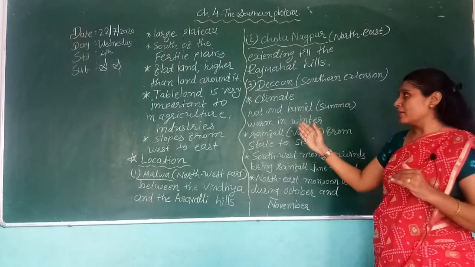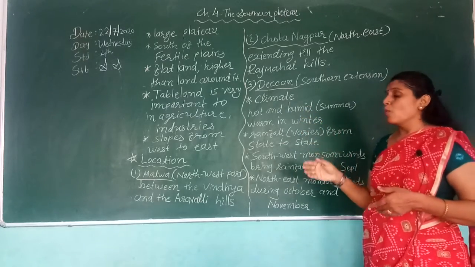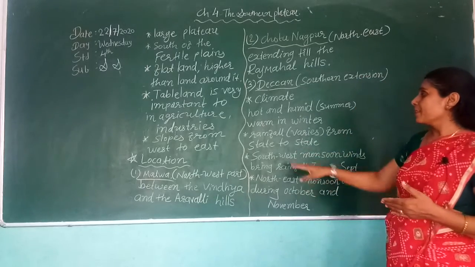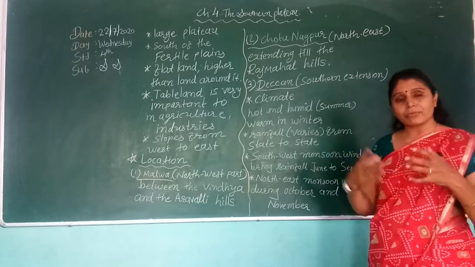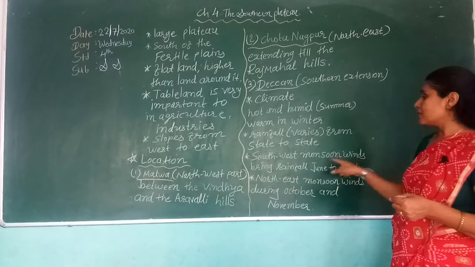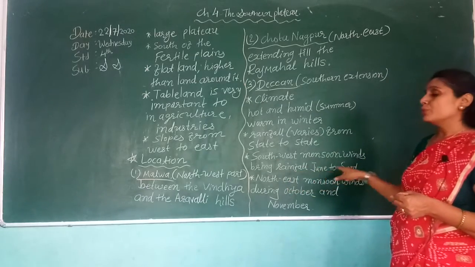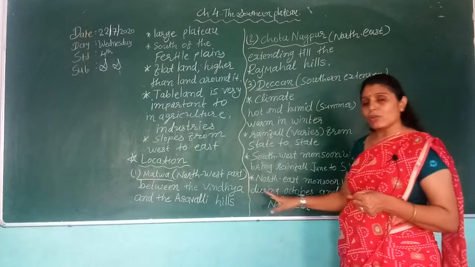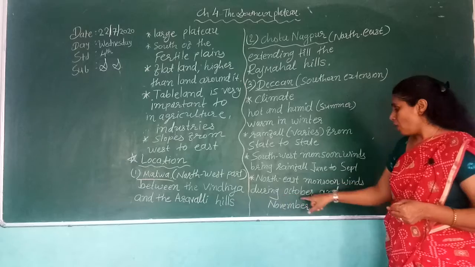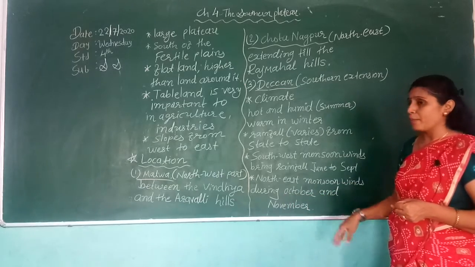As for climate, it is hot and humid in summer and very warm in winters. The rainfall is different from state to state. The southwest monsoon winds bring rainfall from June to September, and the northeast monsoon winds bring it during October and November.